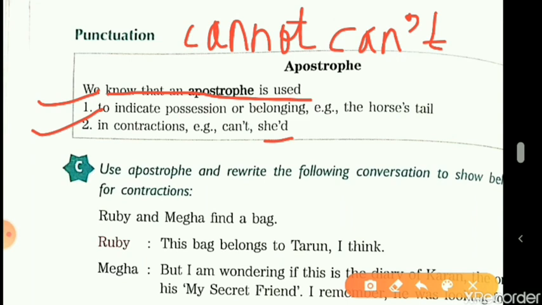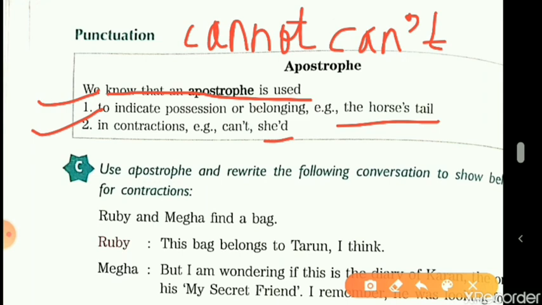So apostrophe is used to indicate possessions or belongings. Example, the horse's tail. Whose tail? The horse's tail. But students, you need to remember key words that plural nouns ending with s or even singular nouns which have got s at the end, you always use the sign of apostrophe after the s, whereas in singular nouns generally the sign of apostrophe comes before s. So you need to keep this rule in your mind.